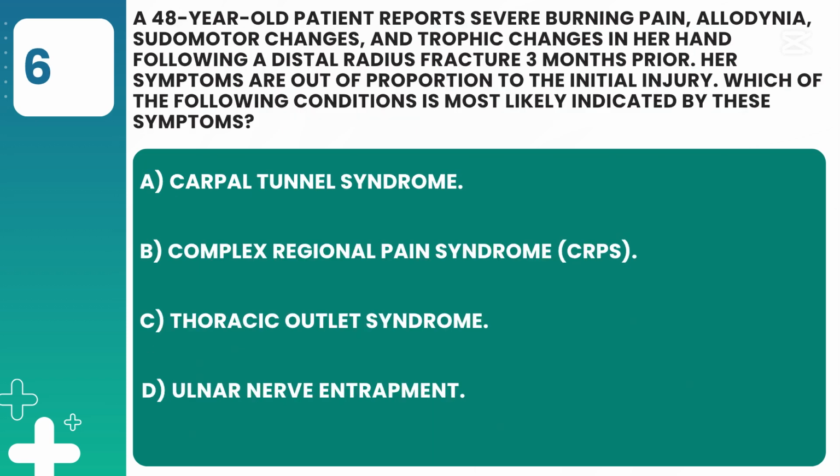A 48-year-old patient reports severe burning pain, allodynia, pseudomotor changes, and trophic changes in her hand following a distal radius fracture 3 months prior. Her symptoms are out of proportion to the initial injury. Which of the following conditions is most likely indicated by these symptoms? A. Carpal tunnel syndrome. B. Complex regional pain syndrome, CRPS. C. Thoracic outlet syndrome. D. Ulnar nerve entrapment.